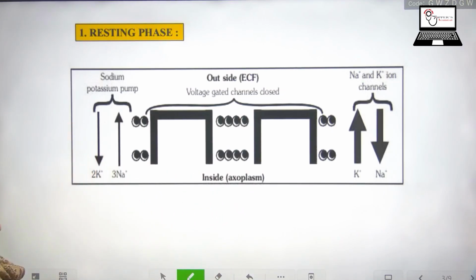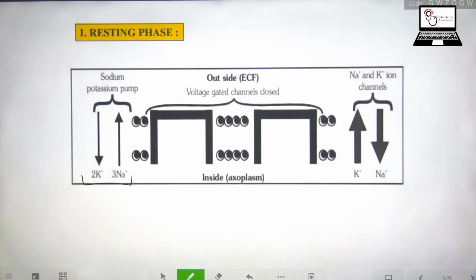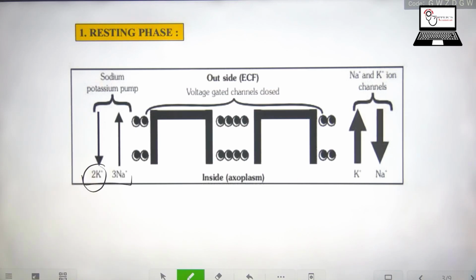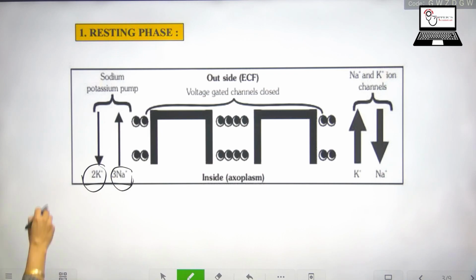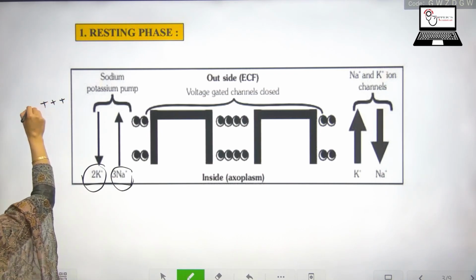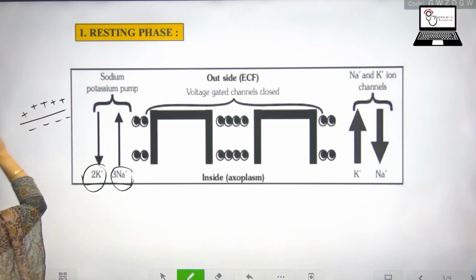First is the resting state. In the resting state, the sodium-potassium pump will work. In this condition, 2 potassium ions will come inside and 3 sodium ions will go outside. They will make the membrane polarized, which means the outside of the membrane is positively charged and the inside of the membrane is negatively charged.